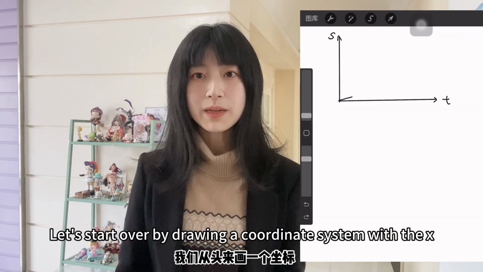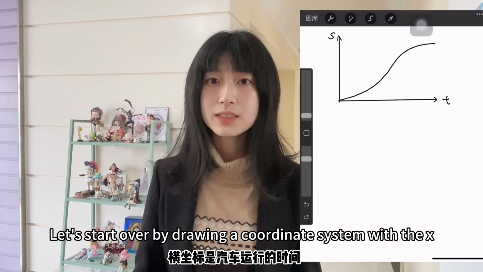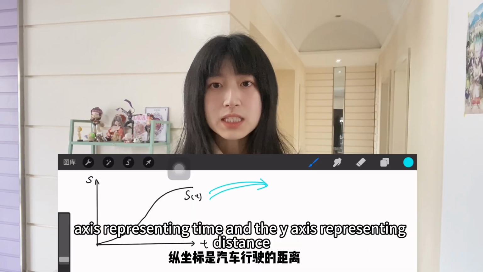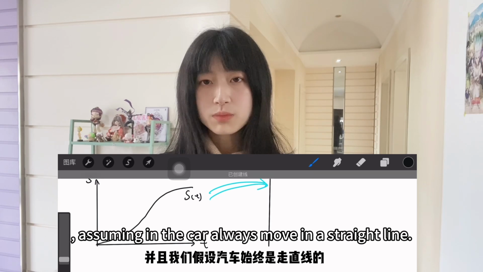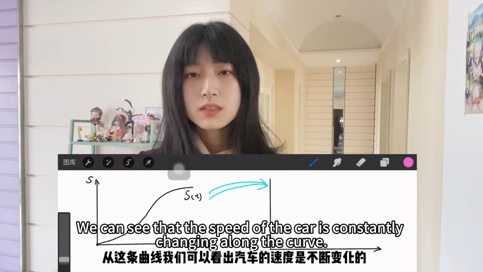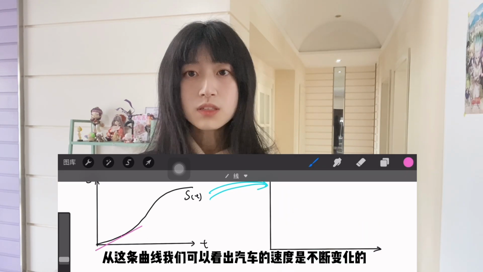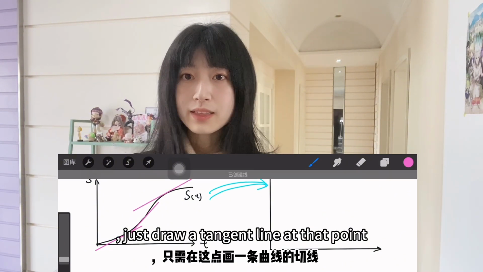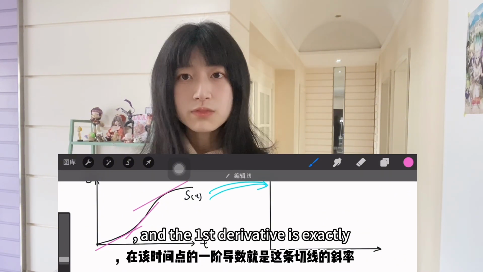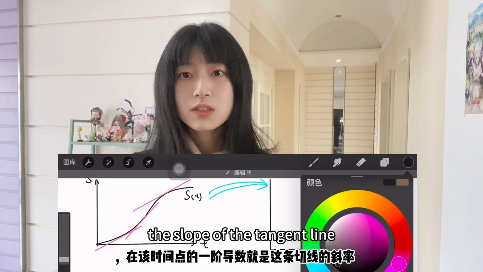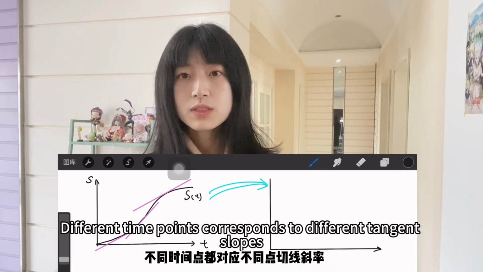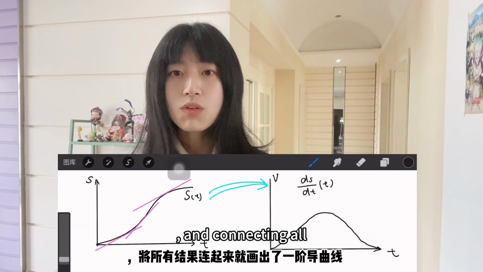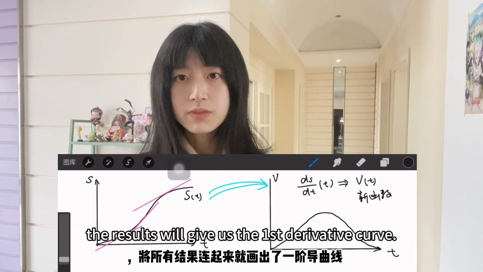Let's start over by drawing a coordinate system with the x-axis representing time and the y-axis representing distance, assuming the car always moves in a straight line. We can see that the speed of the car is constantly changing along the curve. To obtain the speed at each moment, just draw a tangent line at that point. And the first derivative is exactly the slope of the tangent line. Different time points correspond to different tangent slopes, and connecting all the results will give us the first derivative curve.